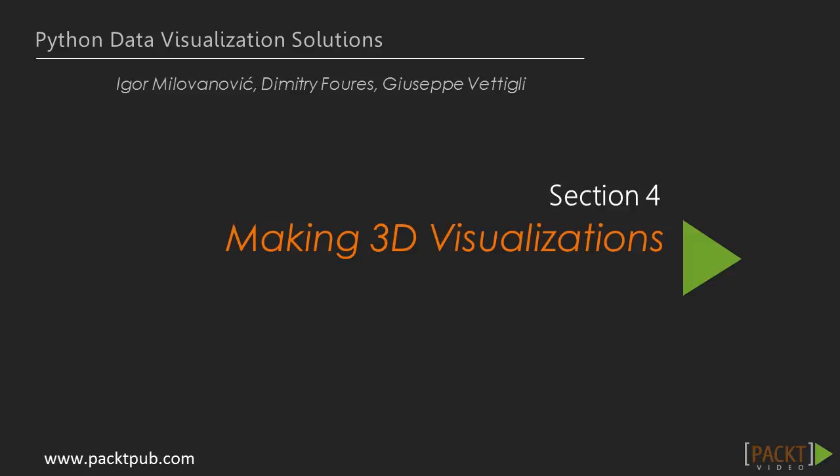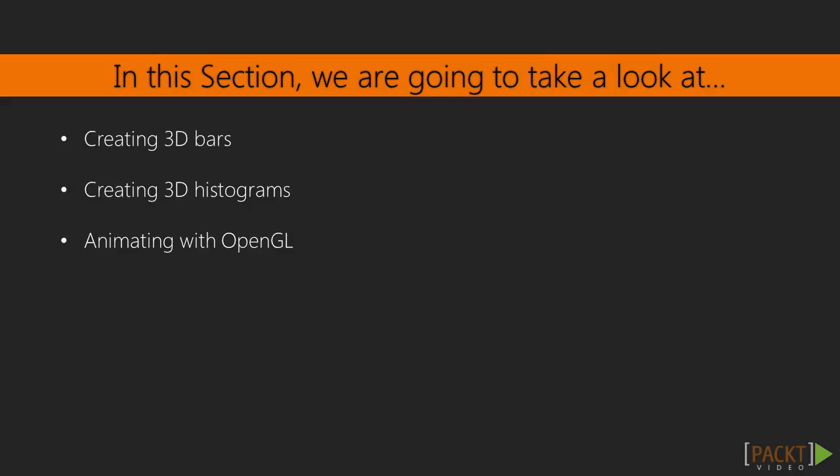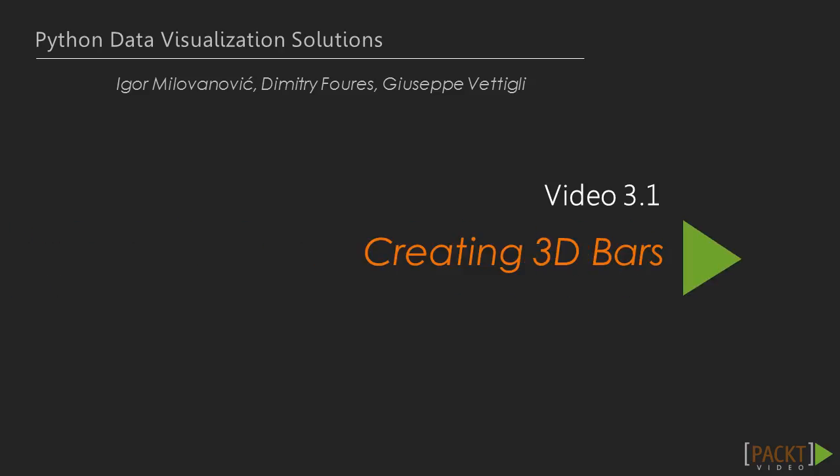In the previous section we explored more about plots and customizations. In this section we'll learn how to create 3D bars and 3D histograms. We'll also see how to animate in Matplotlib with OpenGL. Now we move on to the first video of this section that deals with creating 3D bars.